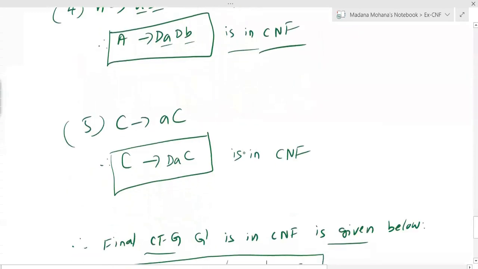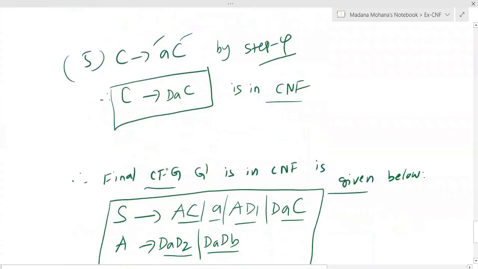Then coming to the C productions. C derives terminal A variable C. So again C by step 4, because on the right hand side we have a terminal. For terminal A, a variable is already introduced above, so the same variable you can use. Now C derives DA C. DA derives A is already included above, no need to add. Now you can see it consists of two variables length. Therefore, C derives DA C is in CNF.